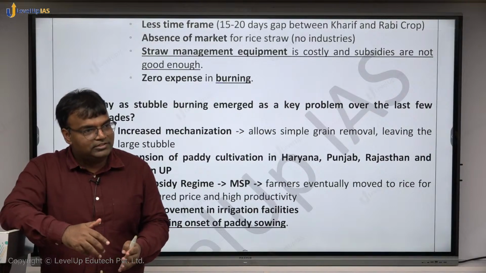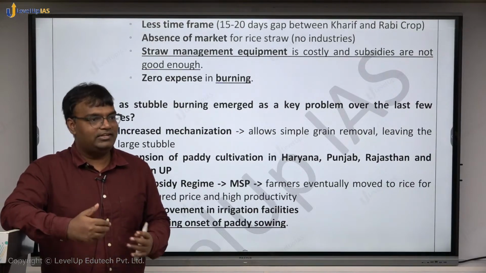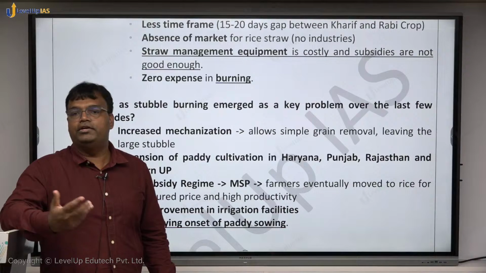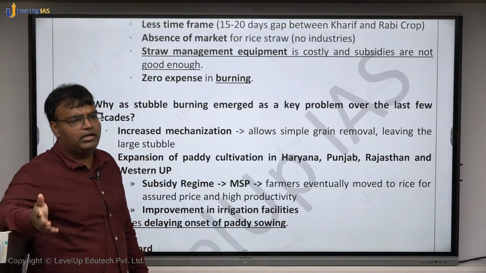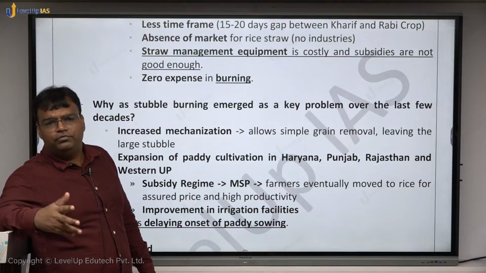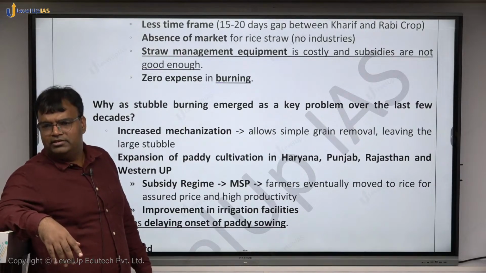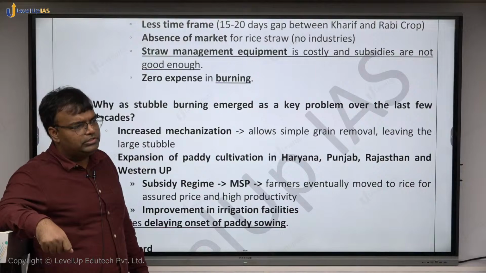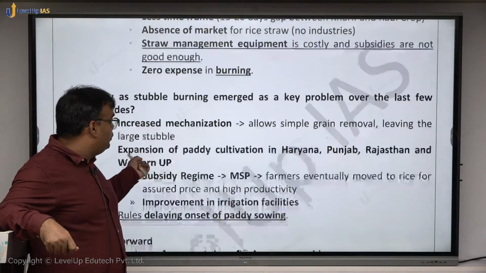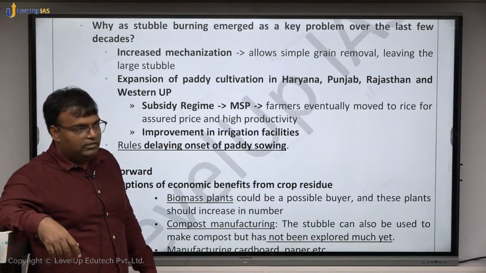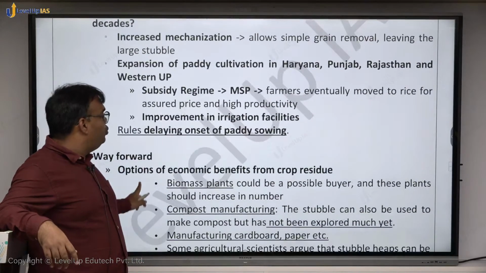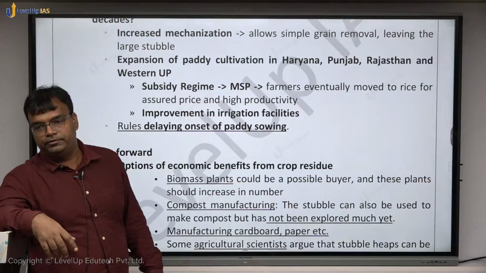So farmers moved to wheat and rice. Earlier, if you go 100 years back, the farmer in Rajasthan, Haryana or Punjab was not growing rice. Rice is not a crop which is suitable for this region, but they have started growing it. So the subsidy regime is responsible. Improvement in irrigation facilities is one of the causes, and then rules delaying onset of paddy sowing. So what is this?